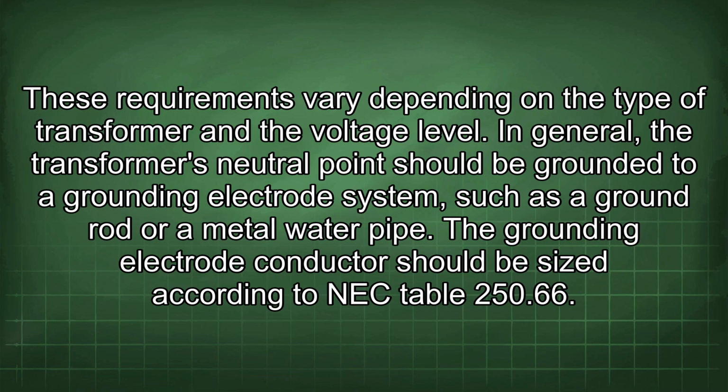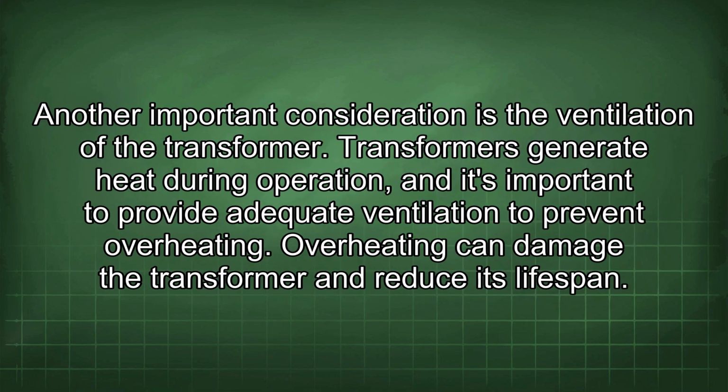These requirements vary depending on the type of transformer and the voltage level. In general, the transformer's neutral point should be grounded to a grounding electrode system such as a ground rod or a metal water pipe. The grounding electrode conductor should be sized according to NEC table 250.66. Another important consideration is the ventilation of the transformer.